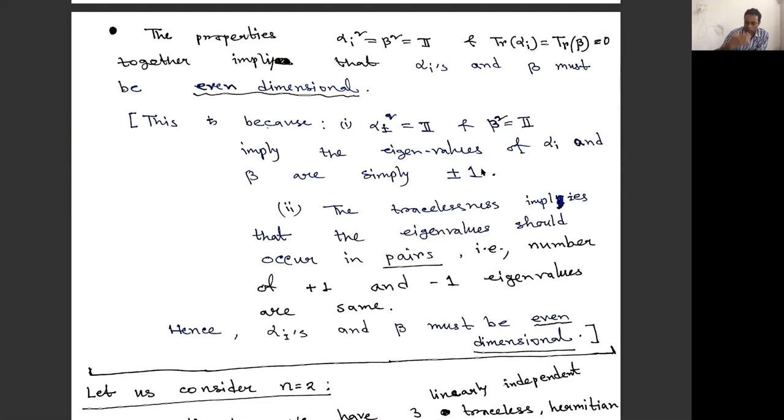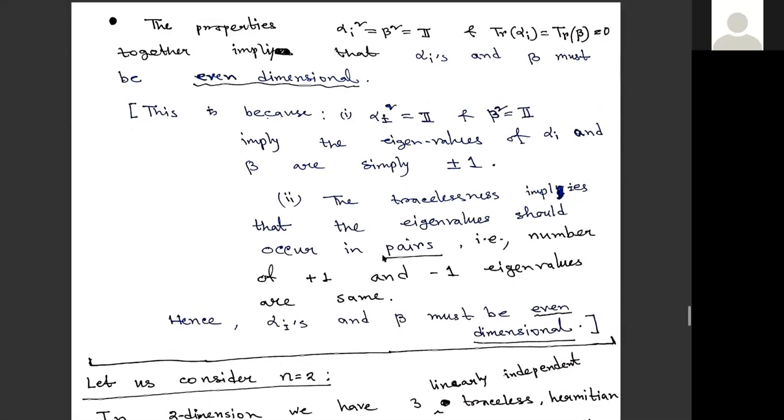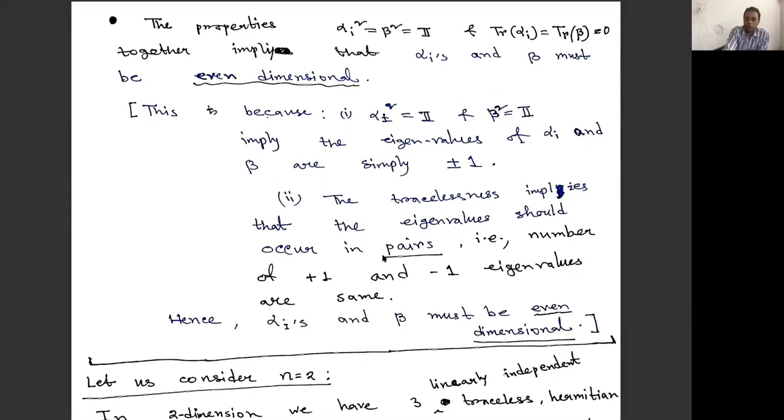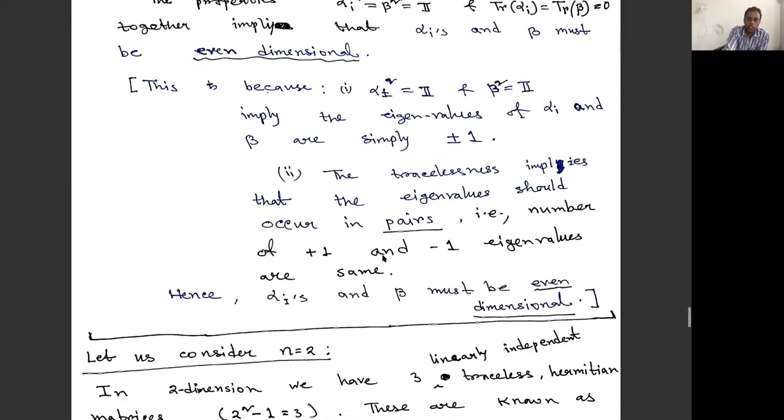This can be ordered in any way, but the total number of plus 1 eigenvalues should be the same as the total number of minus 1 eigenvalues, and that ensures that the matrix representation should be an even dimensional representation. Is that okay? Yes. So the lowest even dimensional representation that we can think of is the 2-dimensional representation, right?